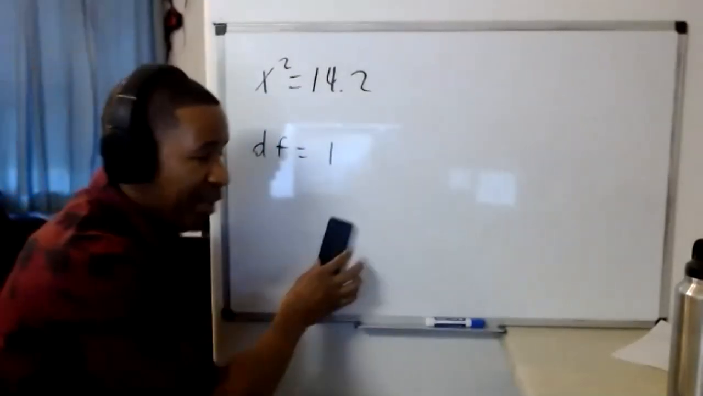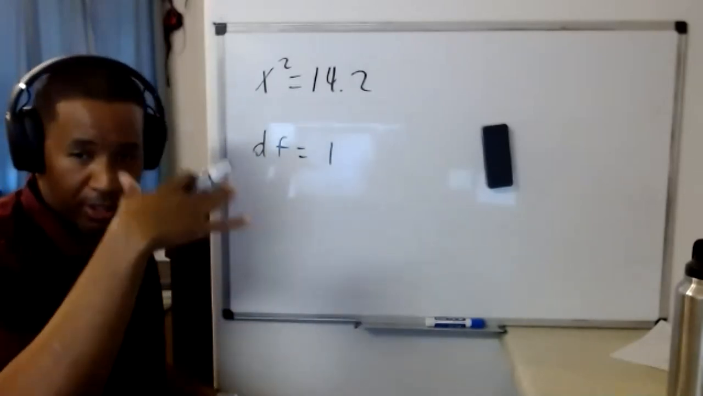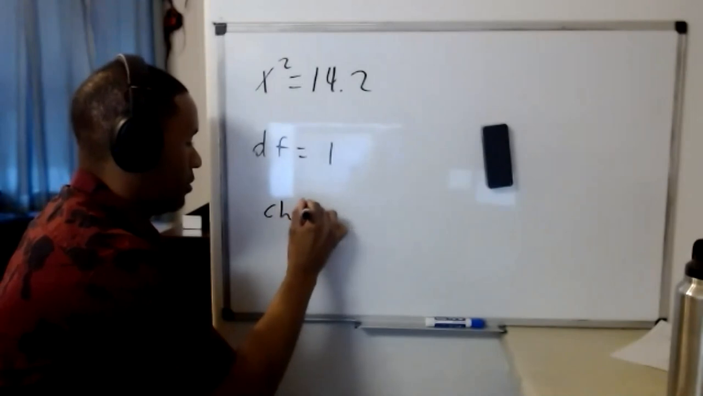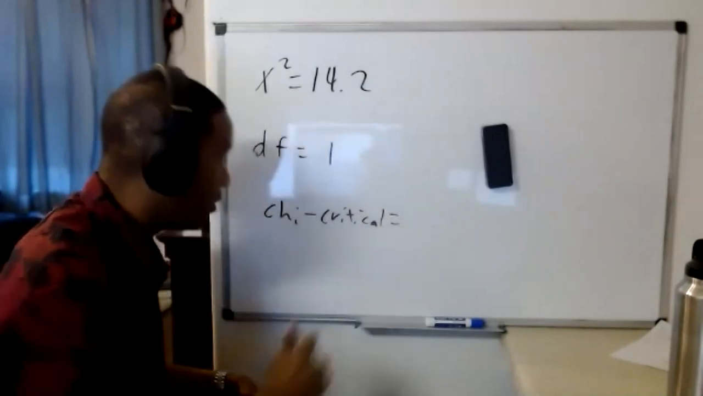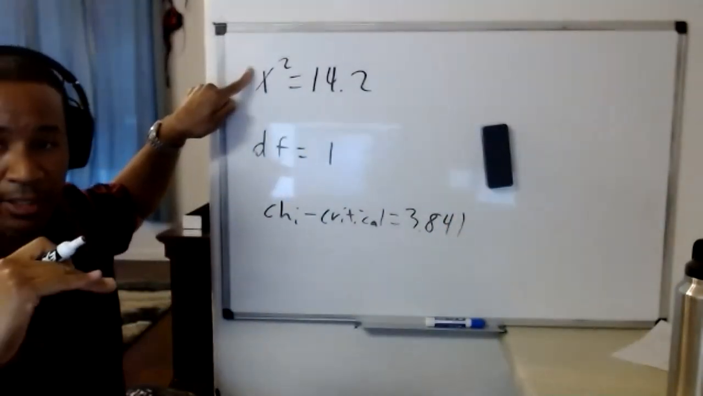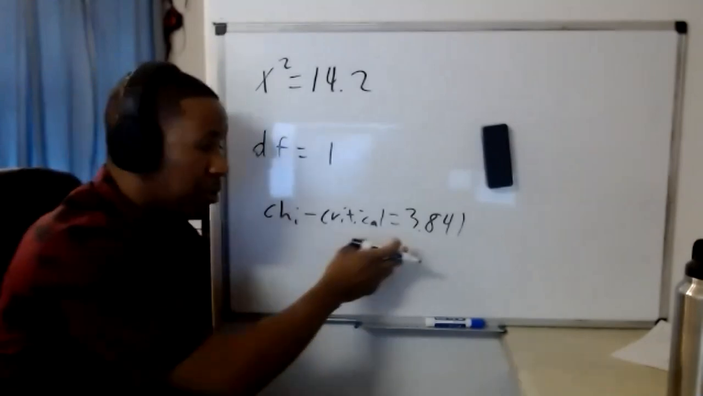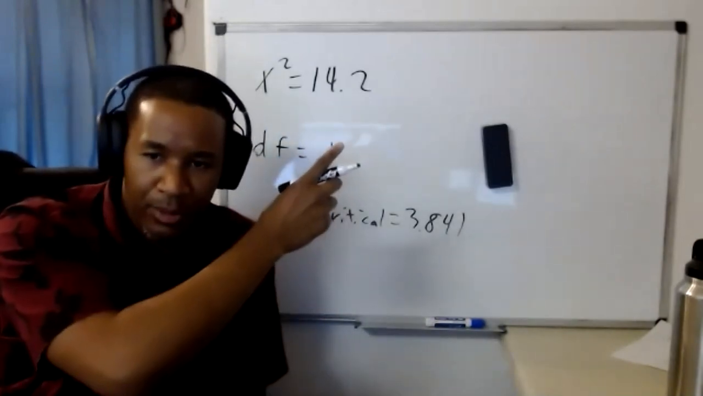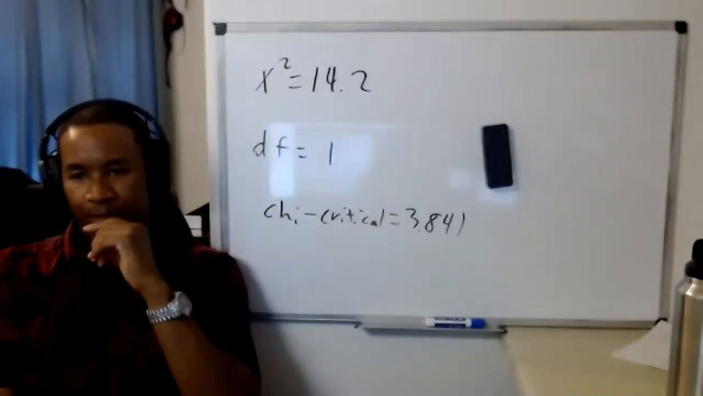3.841, good. That is our critical value. It's referred to as chi-critical, the critical value we're trying to get either at or above. So our critical value for the 0.05 alpha level is 3.841. If our chi-square statistic is either at or above this critical value, we reject the null hypothesis. If it is below this critical value, we fail to reject the null hypothesis. So given a chi-square of 14.2 with 1 degree of freedom and a chi-critical of 3.841, do we reject or do we fail to reject the null hypothesis?